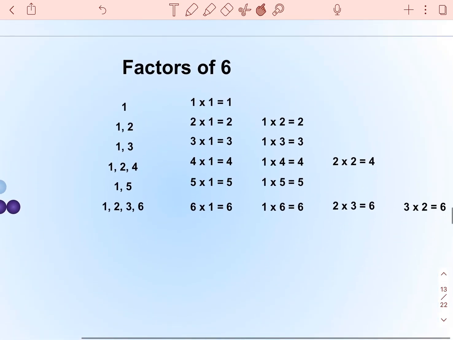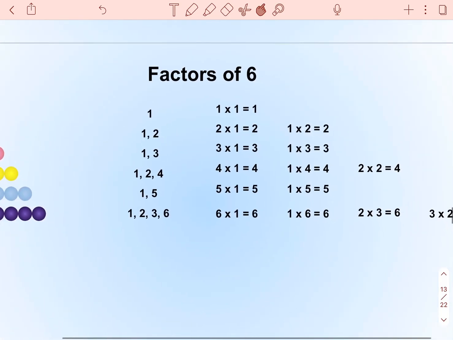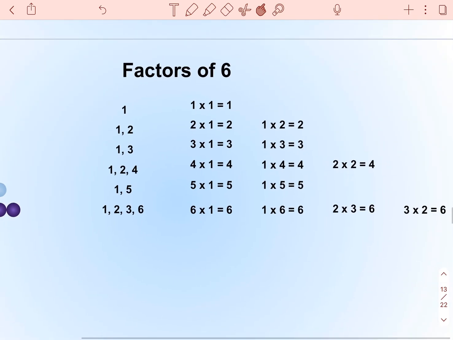Here are those numbers. So there's 6. It has 4 factors: 1, 2, 3, and 6. And there we go. 6 times 1 is 6. 1 times 6 is 6. 2 times 3, and 3 times 2.